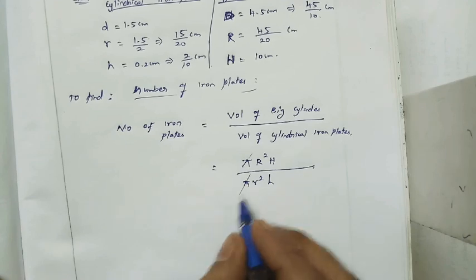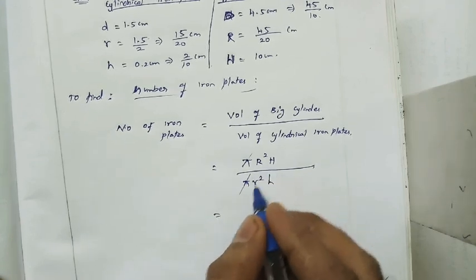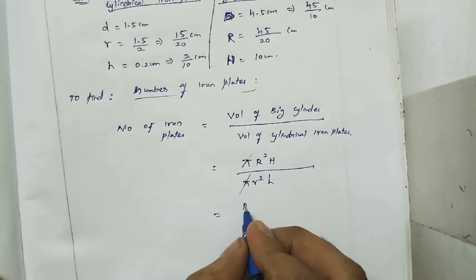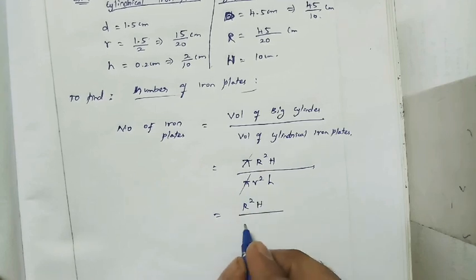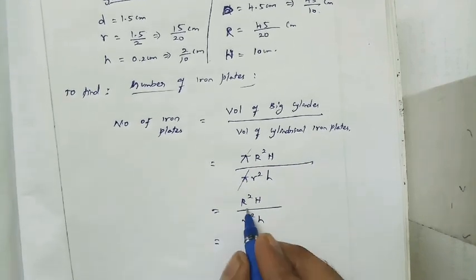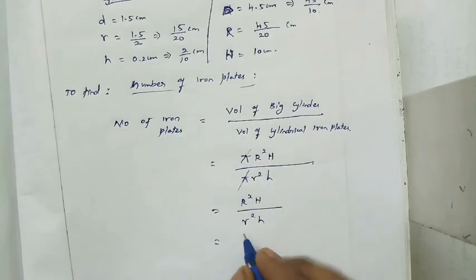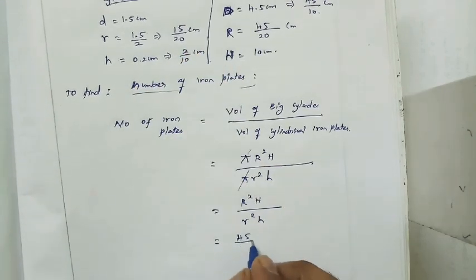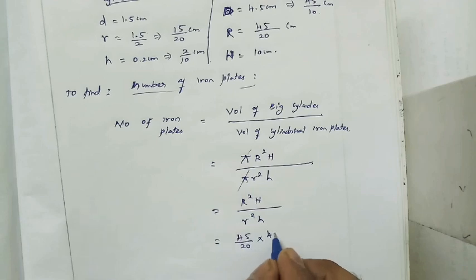So what is remaining? Capital R square capital H divided by small r square small h, right? Substitute and simplify. What is capital R? Capital R is nothing but 45 divided by 20. So, 45 divided by 20 into 45 divided by 20.